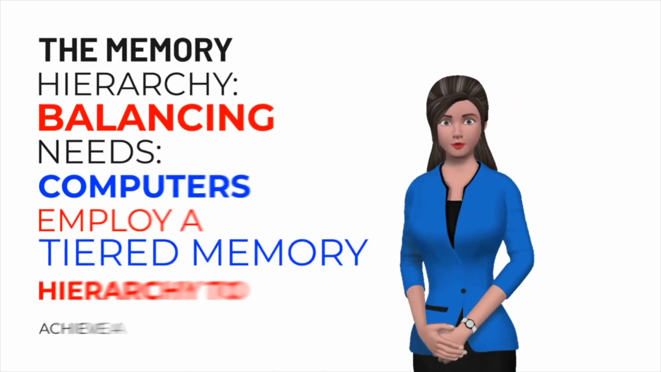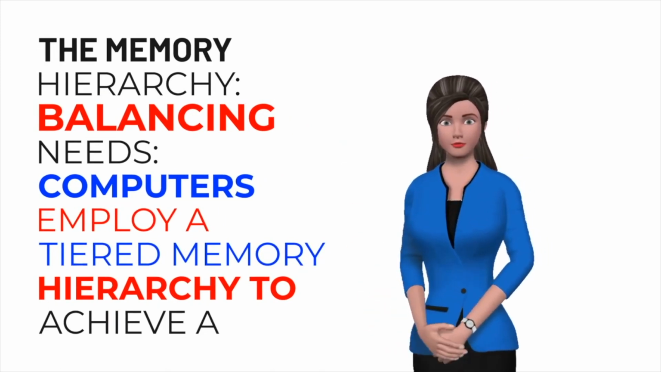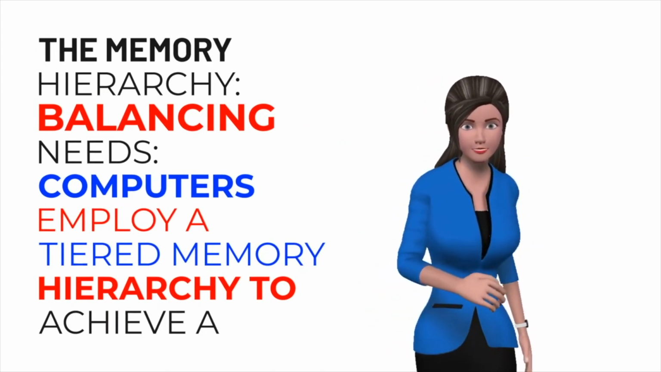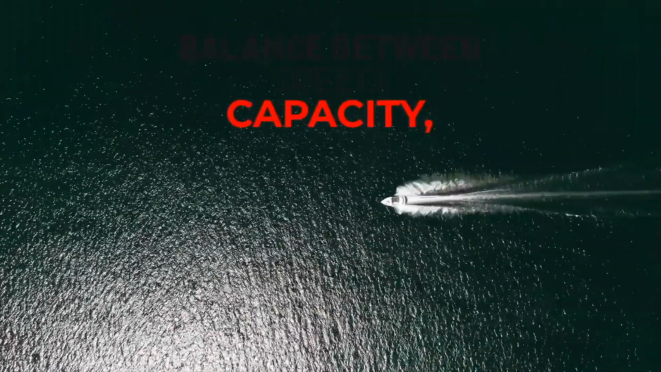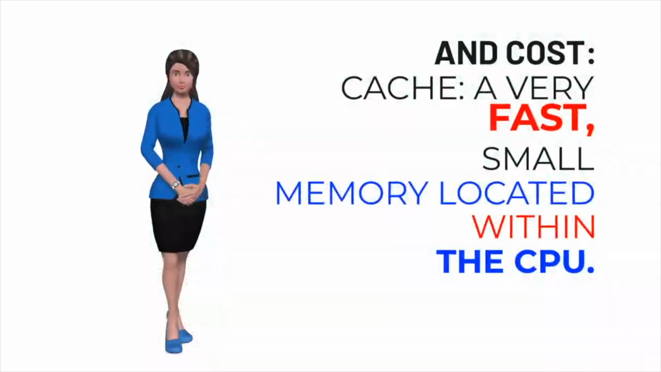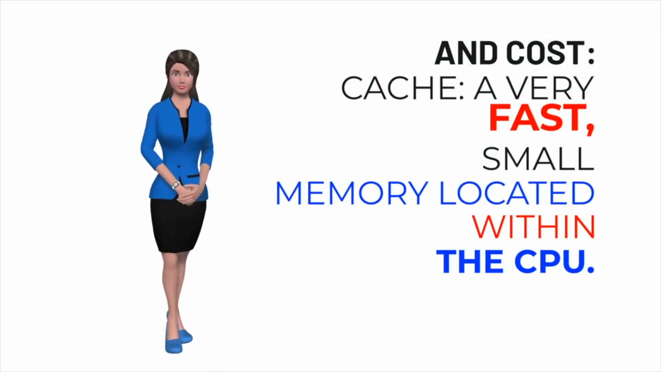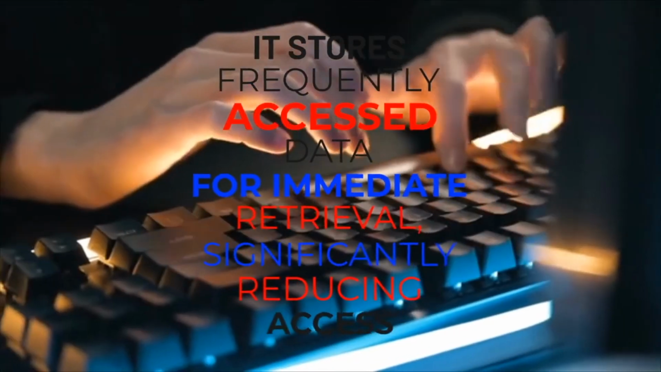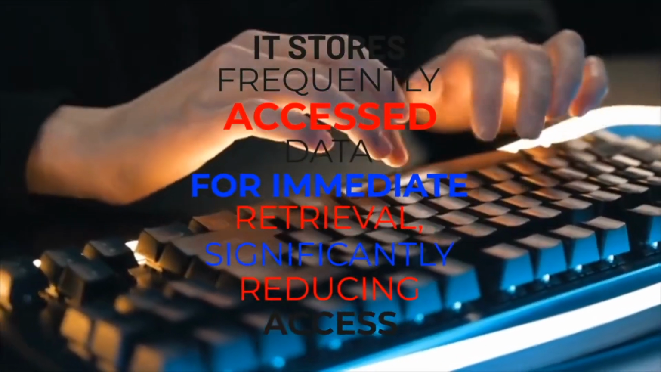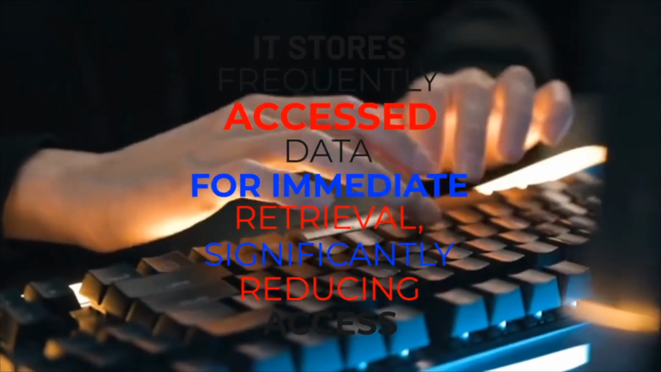The memory hierarchy. Balancing needs. Computers employ a tiered memory hierarchy to achieve a balance between speed, capacity, and cost. Cache, a very fast, small memory located within the CPU. It stores frequently accessed data for immediate retrieval, significantly reducing access time.